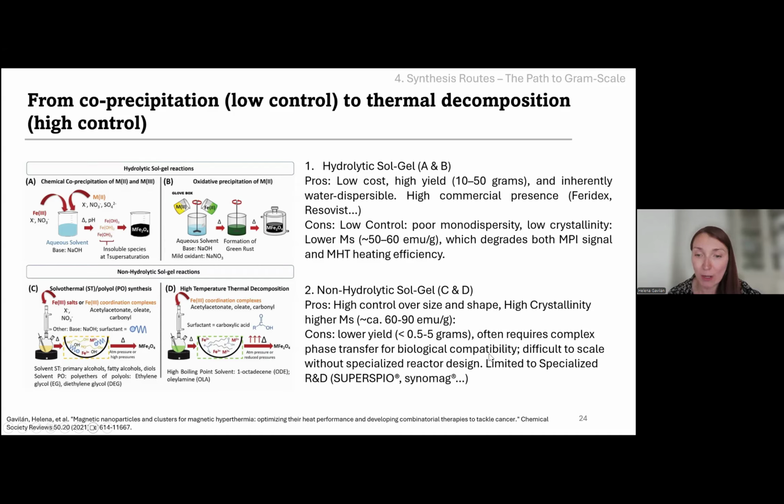Okay, so even so, we have some samples that are commercial, so far limited to specialized R&D, like SuperSpy or Sinomag. But it's basically like this.